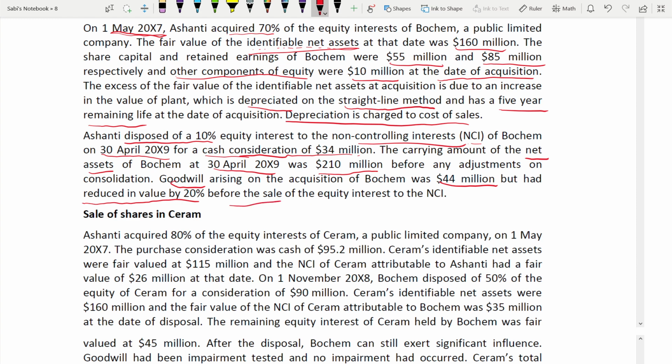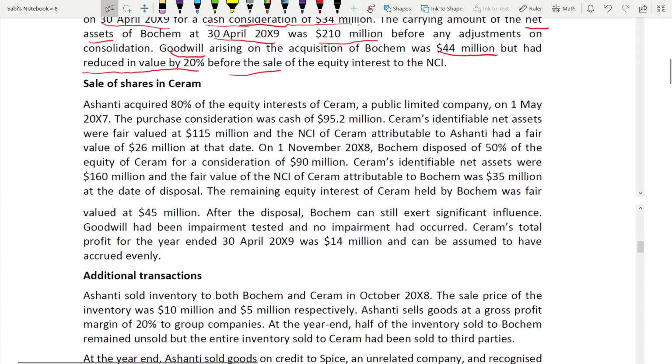Next, sale of shares in Serum. This is another company. So he acquired 80%. If you don't remember these figures, no issue, because in the exam you can go through the case study and the requirements multiple times. It is in front of you.